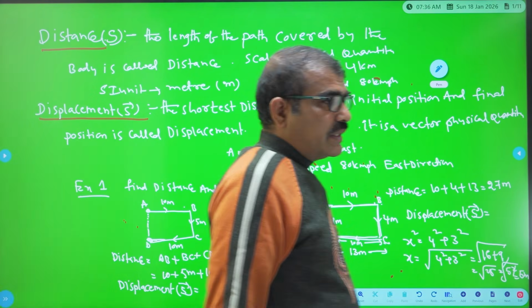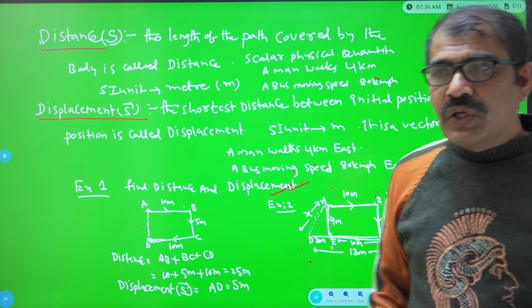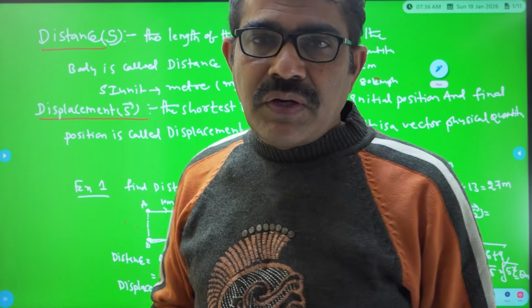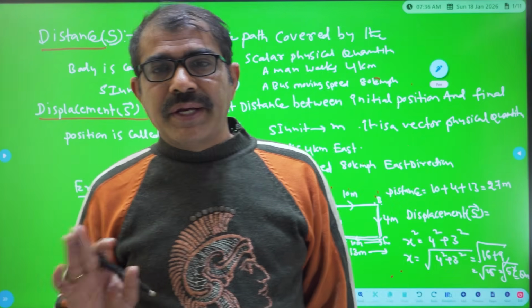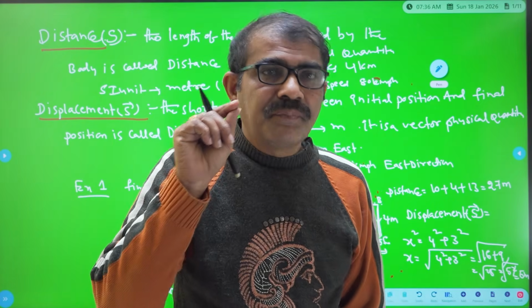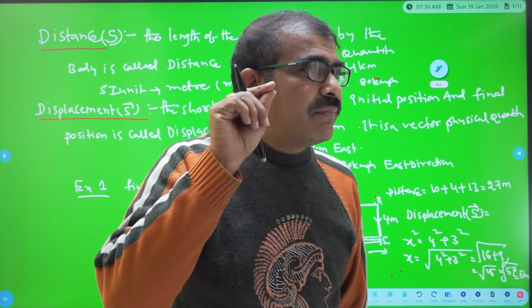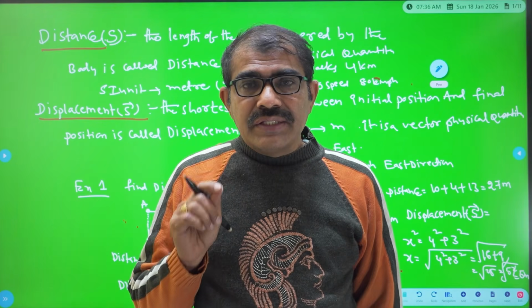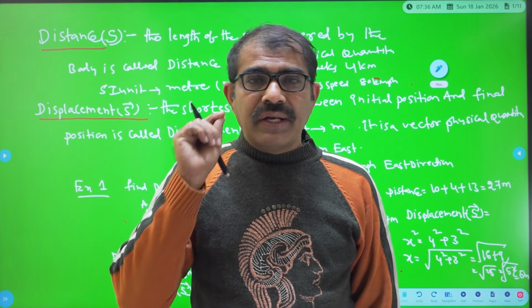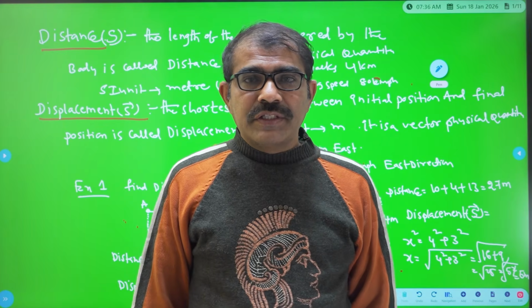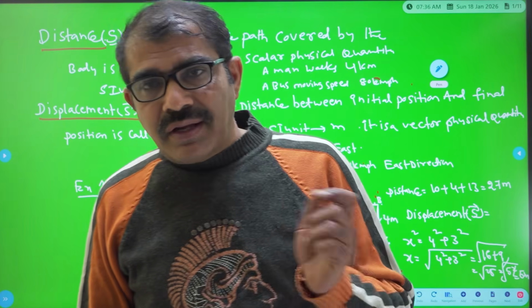Now distance and displacement. Distance is the total length of the path covered by the body. For displacement, take the initial point and final point; the line joining the initial point and final point is called displacement. Displacement means sthana bhramsamu.